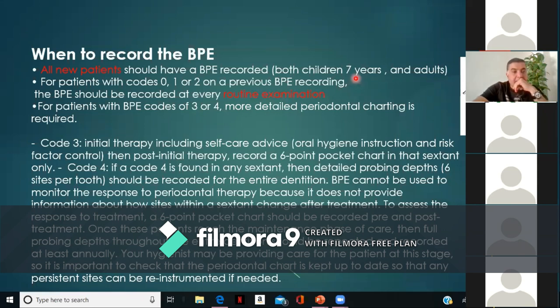Now, every 6 months, the recall patient, you need to do BPE. Every 6 months, so it is routine, you need to do it. Now, I'm not going to go through the details, we'll go about this one later.